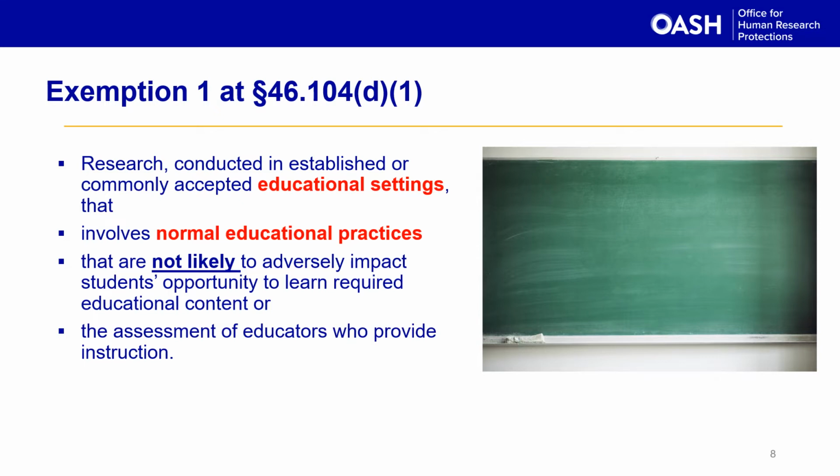The exemption requires that the research is not likely to adversely impact the student's opportunity to learn required content. So things that would be distracting or time-consuming would likely adversely impact the course curriculum. And this also extends to the educator's ability to do their jobs too. So it applies not just to the student's learning, but also the teacher's teaching. Something that affects the teacher's ability to teach the students would not be permitted under Exemption 1.